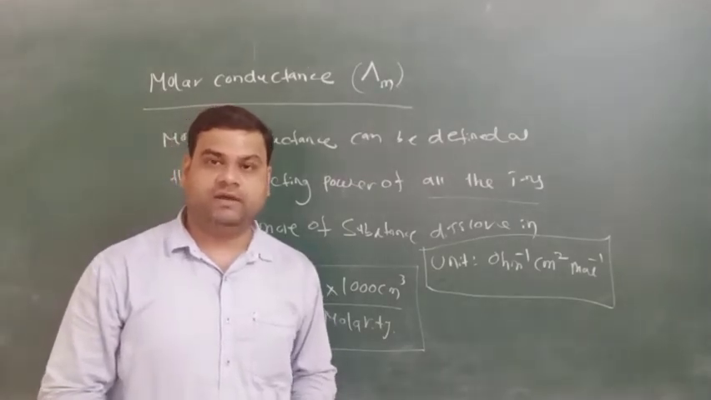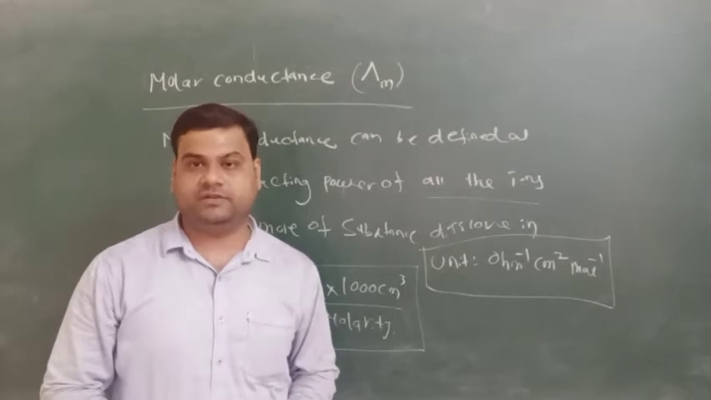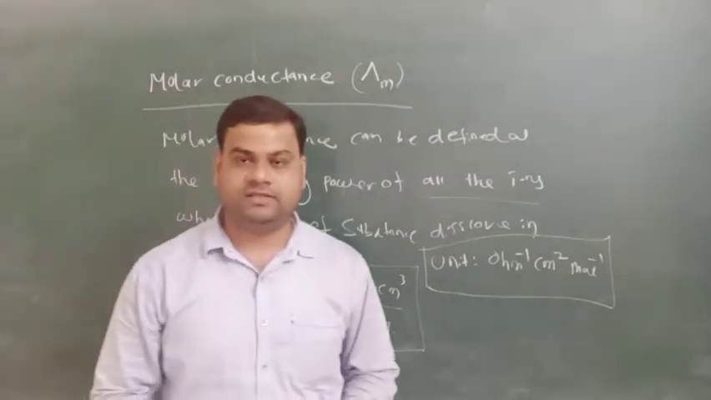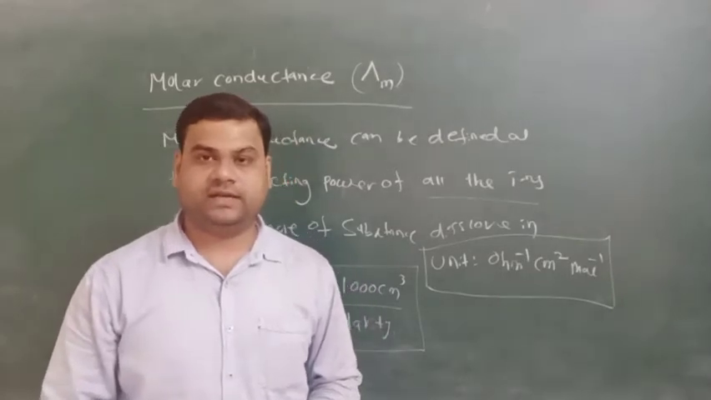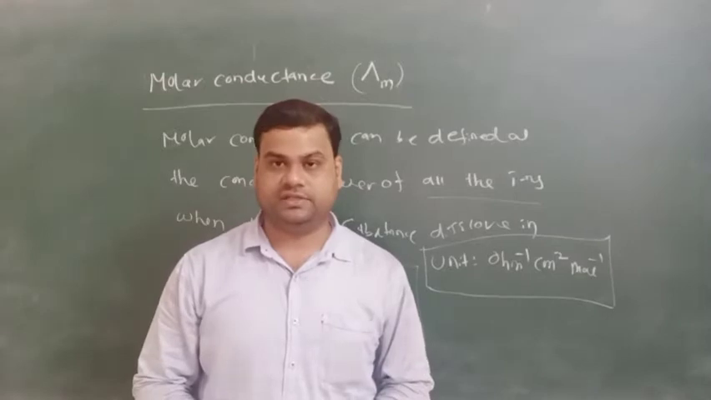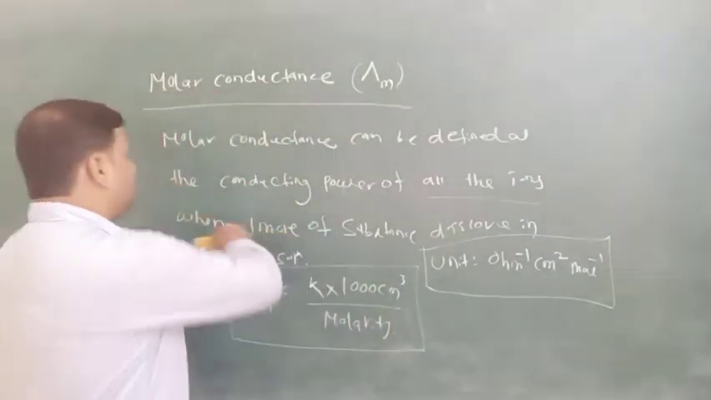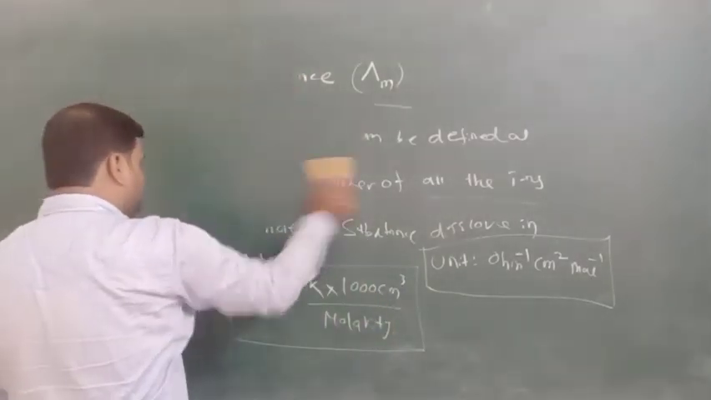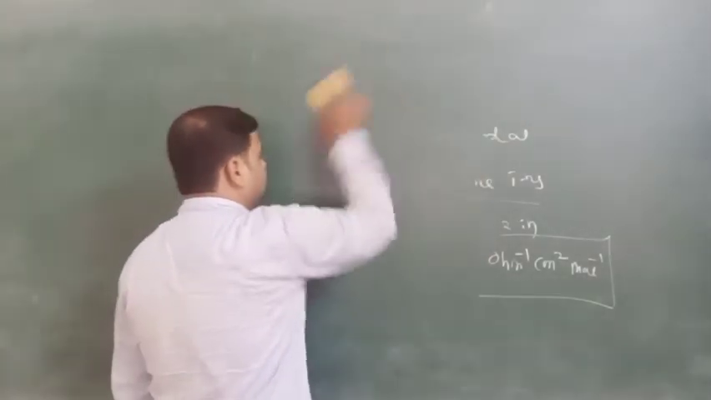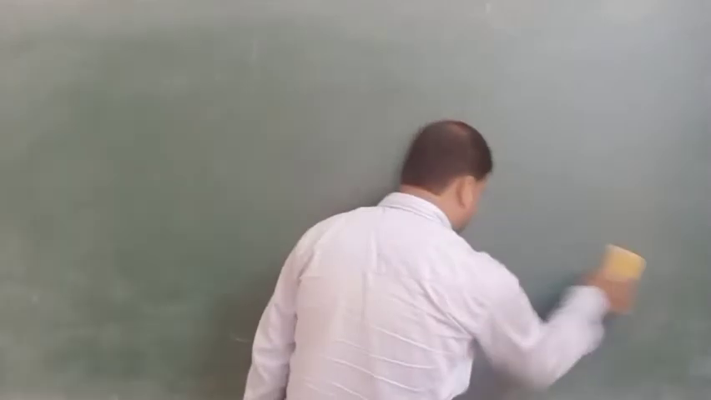It means when one mole of substance dissolves in an aqueous solution, it dissociates to form ions, and these ions can conduct electricity. Next we will do some numericals related to specific conductance, specific resistance, equivalent conductance, molar conductance, and so on.